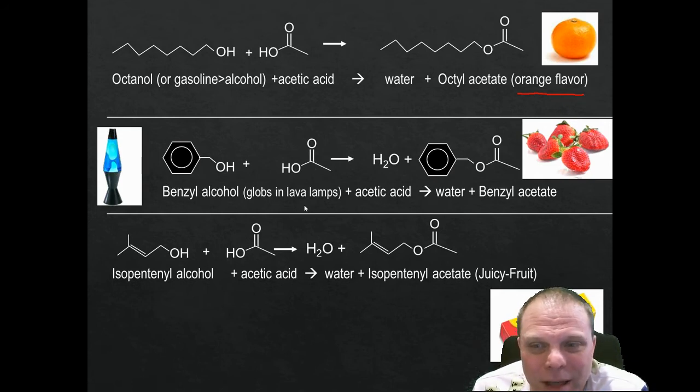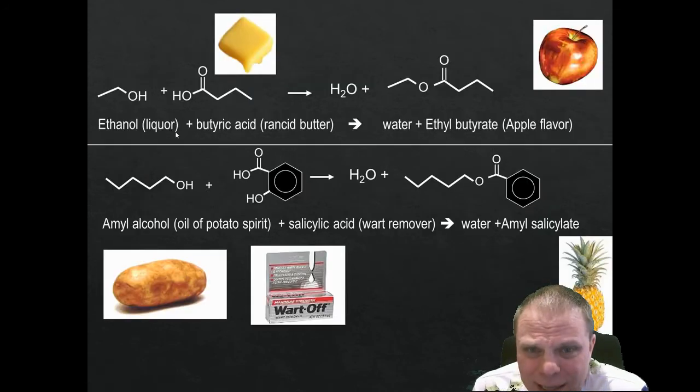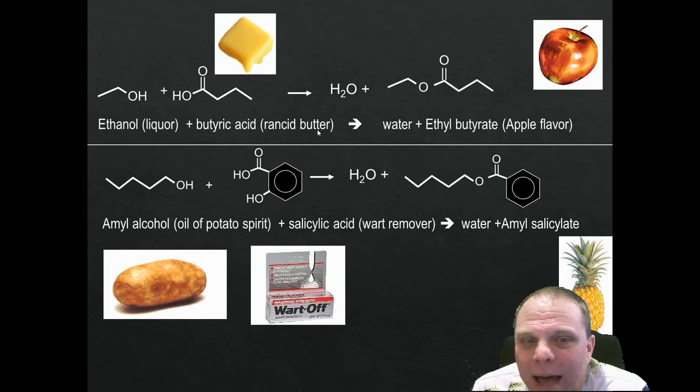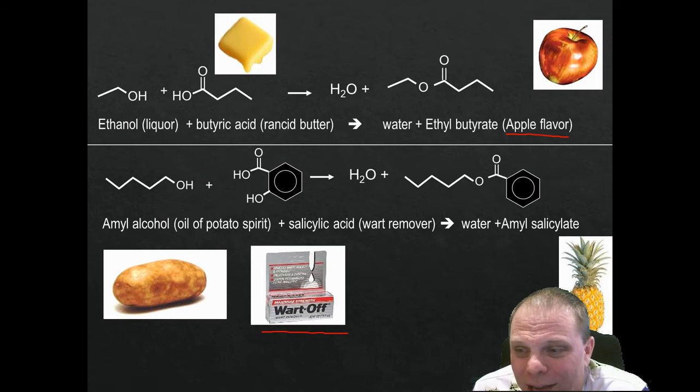Benzyl alcohol, that's the stuff you see in lava lamps, plus acetic acid gives you the flavor for strawberries. What? We've got the juicy fruit flavor coming from an isopentyl alcohol, pentanol alcohol with acetic acid. We've got, this one's kind of gross, rancid butter, butyric acid. Basically, it's the main component of rancid butter, or one of the main components that makes it smell and stink. You take that with some ethanol, just typical liquor, and you're going to get your apple flavor. What? Okay. Oil of potato spirit. Okay, basically amyl alcohol, and salicylic acid, which they use in taking out warts.